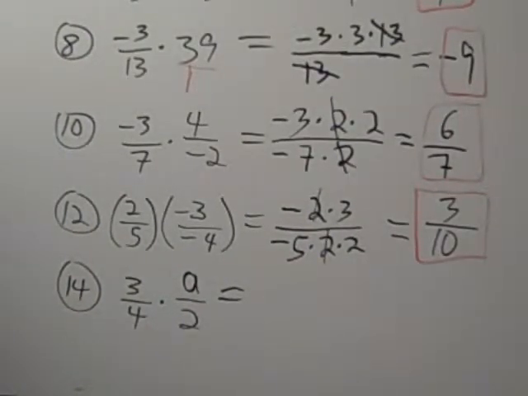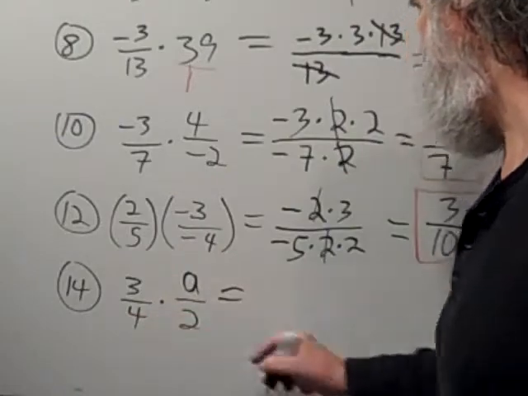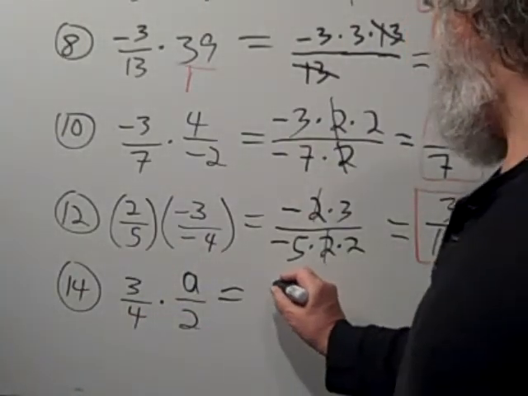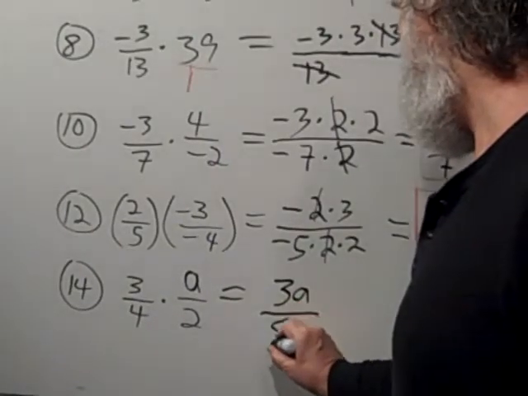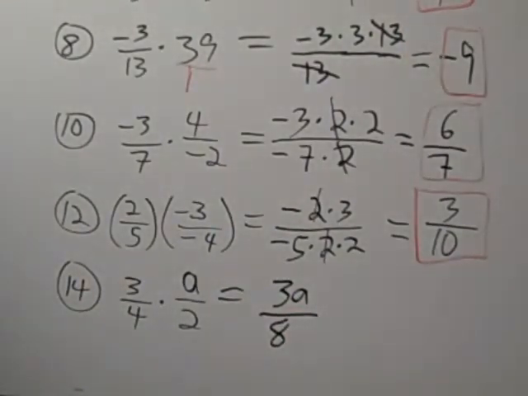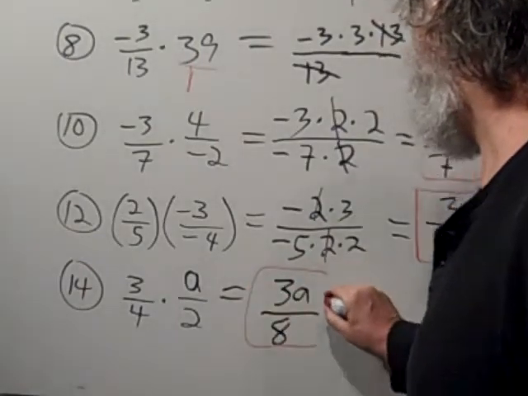Finally, on number 14, there's no common factors between the numerator and the denominator. So just multiply the tops, you get 3a. Multiply the bottoms, 4 times 2 is 8. So that was all we had to do for this one.